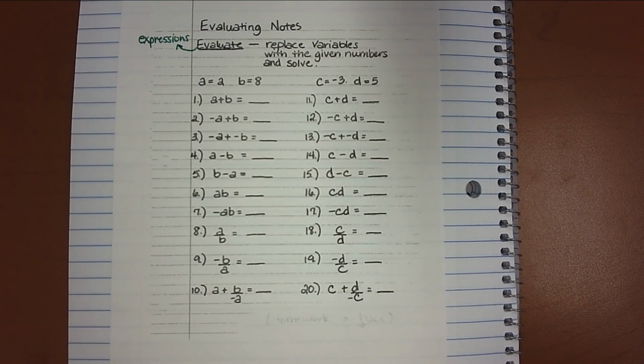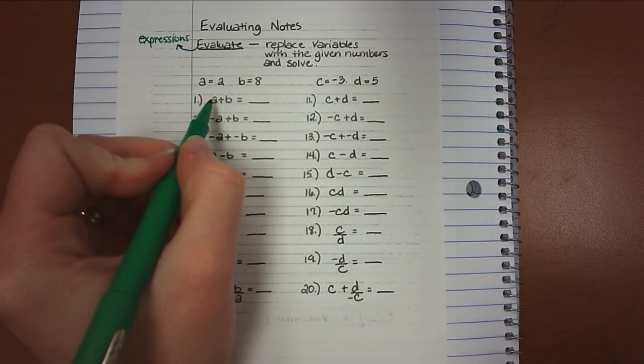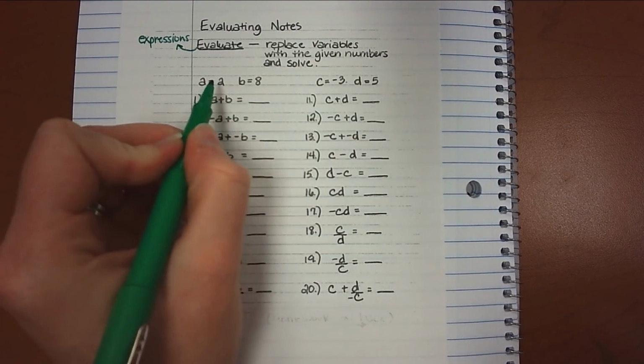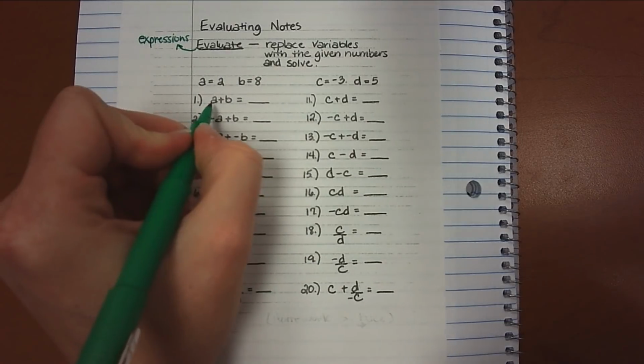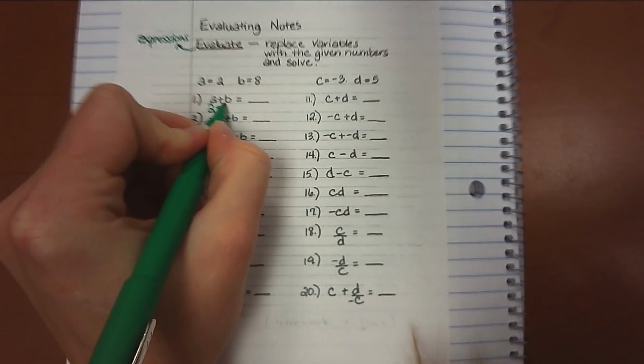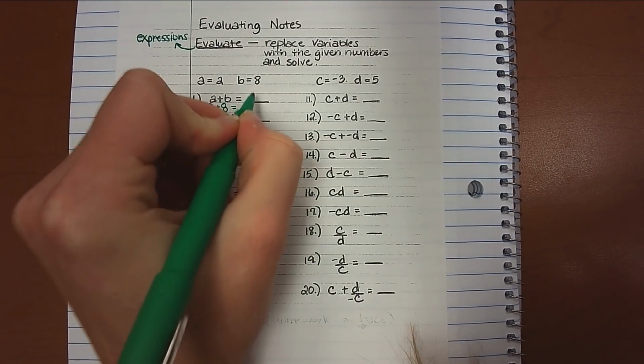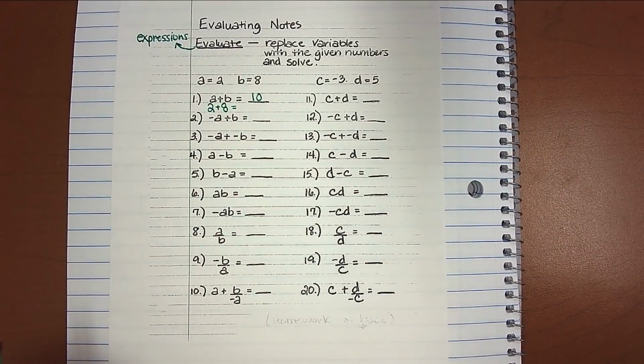As we get towards the bottom, we're going to have to remember our order of operations as well. So this very first one, a plus b equals blank, where a is 2 and b is 8, we're going to plug in 2 and 8. And 2 plus 8 is 10, so 10 is my answer.